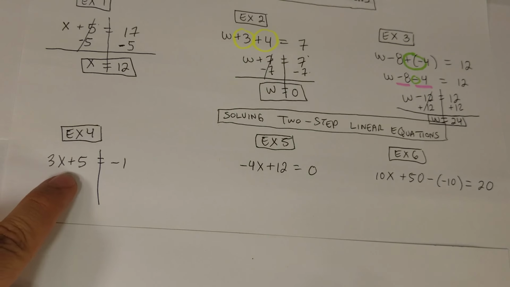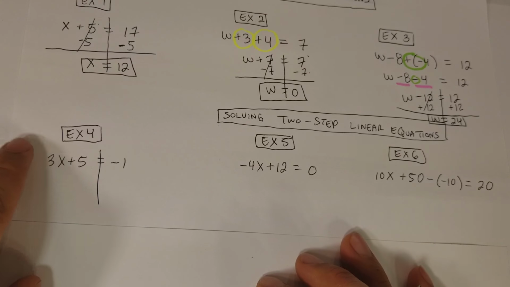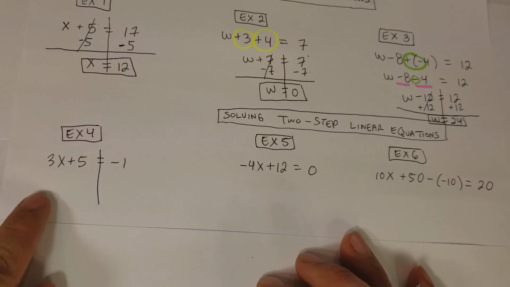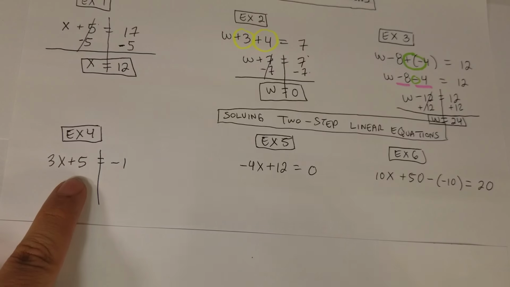I want to get rid of the 5 and move it to the other side to get the x by itself. So we always like to start with the variable that's furthest away from the x. So we're not going to do anything to the 3, because that's next to the x. We want to do stuff with the stuff that's furthest away from the x first and move that first, and then worry about the rest of the stuff later.